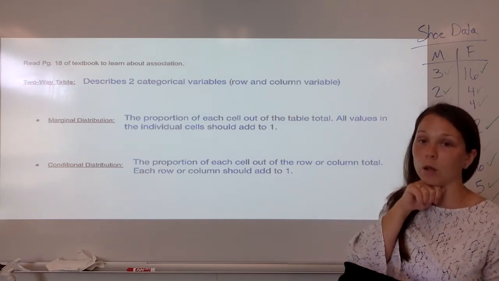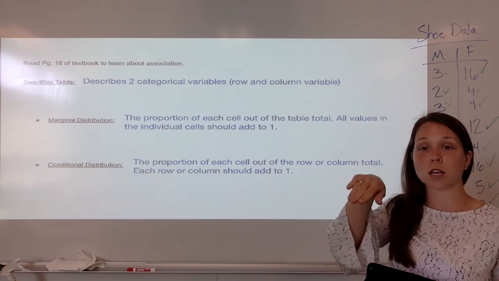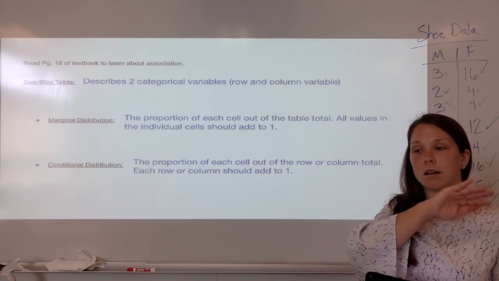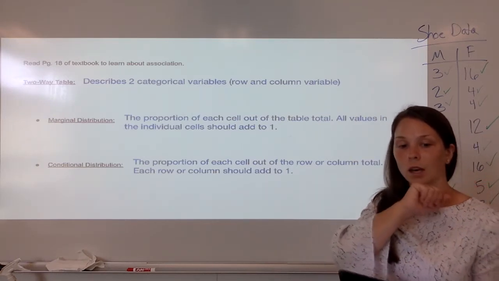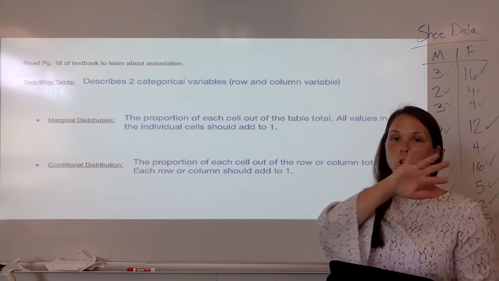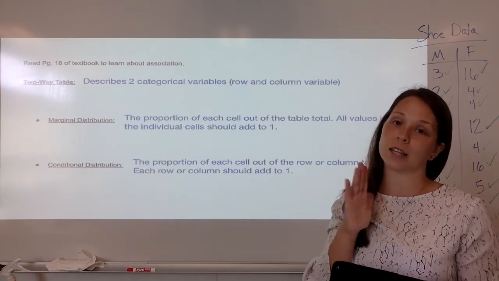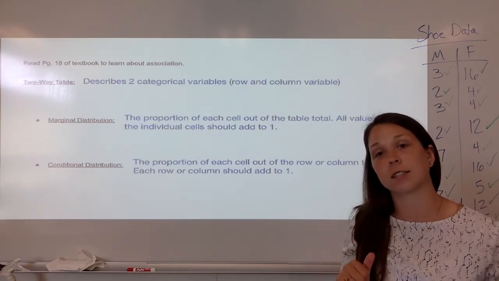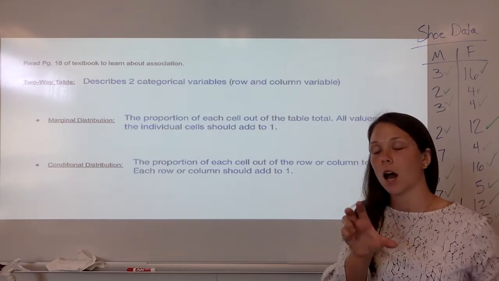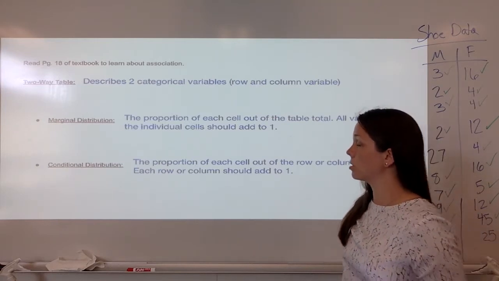So for example, I could have something about gender and then like car accidents, whether you've been in one accident, two or more accidents, or five or more accidents, things like that, where I'm comparing two categorical variables.